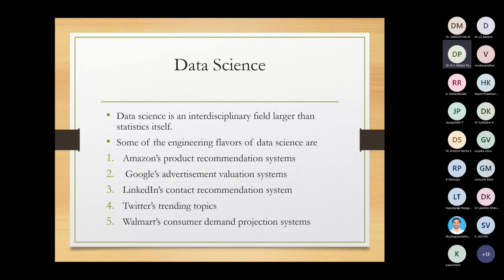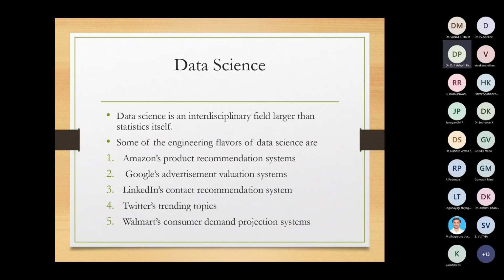Predictions like who will win an election, what products will sell well together, which loans will default, which advertisements will be clicked. These are some of the flavors of data science. The first one is the Amazon product recommendation system. All these recommendation systems are using data science, right?